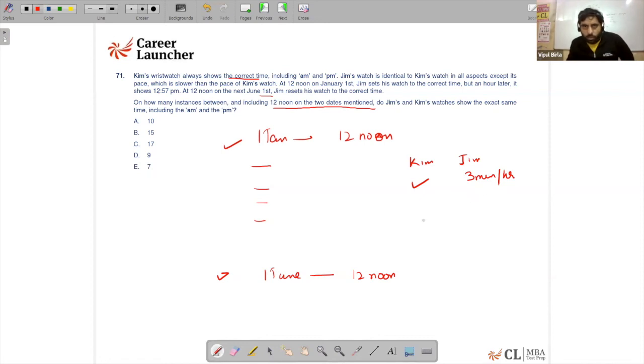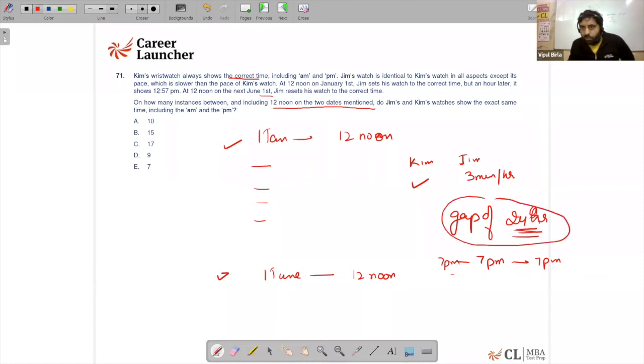Now, if I want to see the same time in terms of AM and PM, we want a gap of 24 hours. Because the moment the gap is 24 hours, if one clock is showing, let's say, 7 p.m., the other clock will show the same 7 p.m., 24 hours ahead or 24 hours behind. So we have to have a gap of 24 into 60, 1440 minutes, and in every hour there's a gap of 3 minutes.